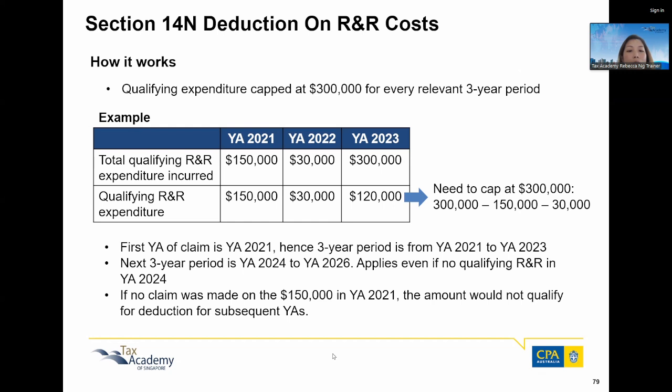If there's no claim made in YA 2021, the amount would not qualify for deduction in the subsequent year. So if the company has qualifying expenditure but chooses not to claim, for whatever reason, that amount will be forfeited. So it cannot claim in the next year or the following year.